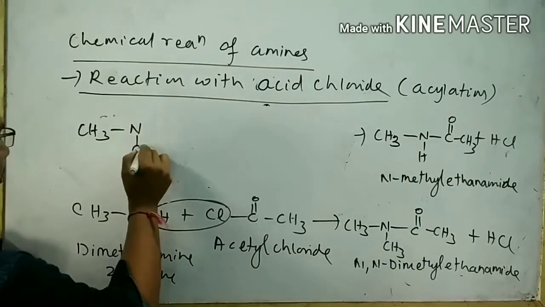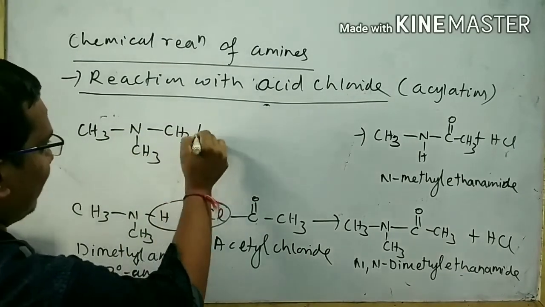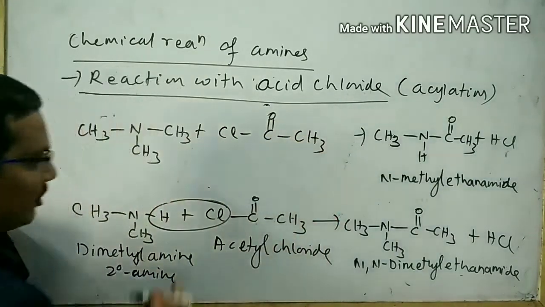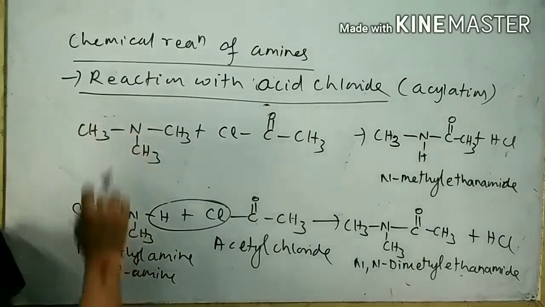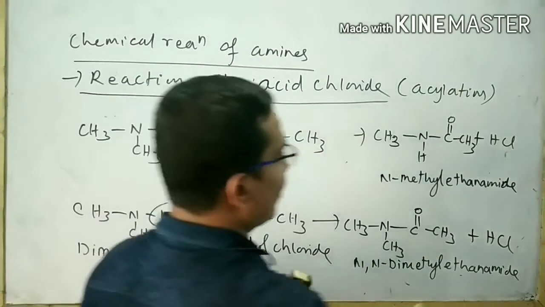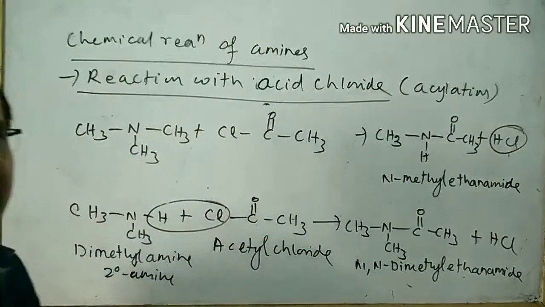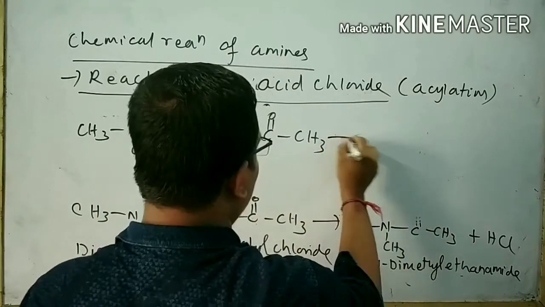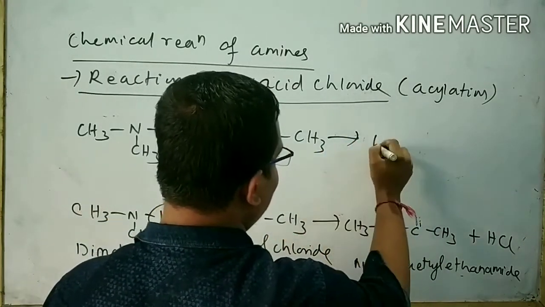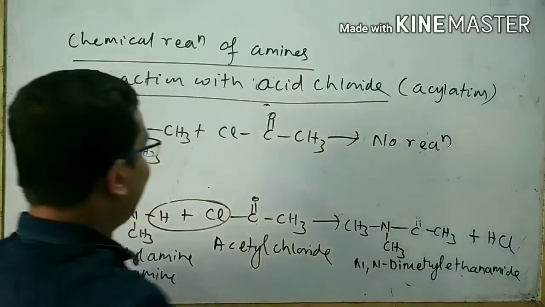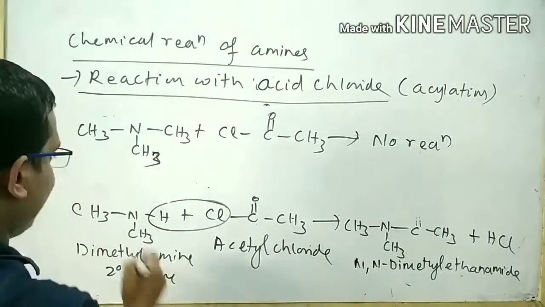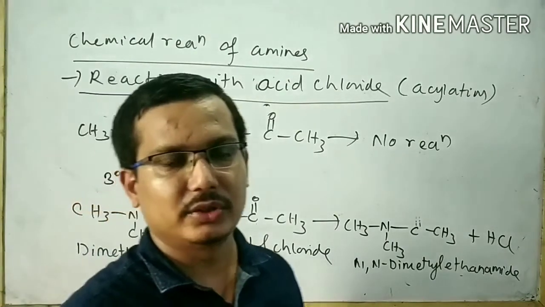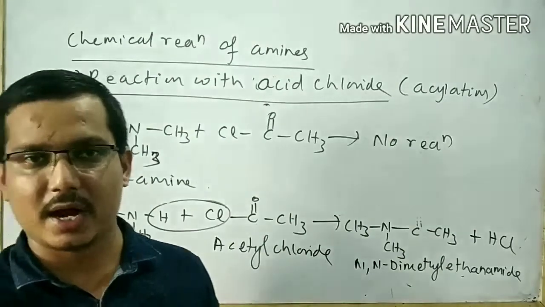This is triethylamine and it is subjected to reaction with the acid chloride, that is acetyl chloride. There is no hydrogen atom present, so it is very difficult to remove an HCl molecule and proceed with the reaction. So remember, 3 degree amine does not react with the acid chloride, that is acetyl chloride. So we can write no reaction. That means 3 degree amine does not undergo acylation due to absence of hydrogen atom.